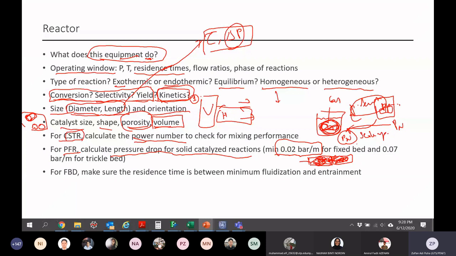That's for a fixed bed, and it's higher for a trickle bed, because trickle, like the name implies, you have this catalyst, it just trickles down here. So it's very laminar.